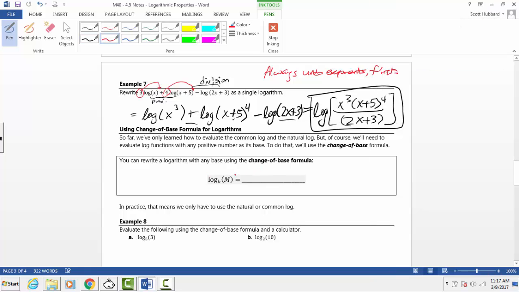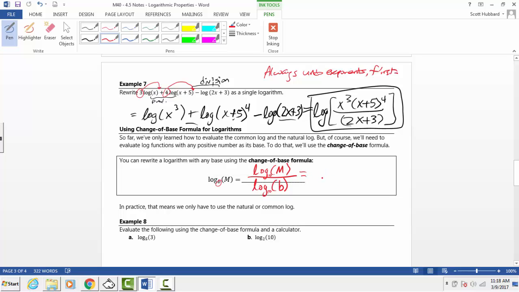The way this works is that if you want any log, where b can be any number bigger than 1, and you want to enter it in your calculator, we use this change of base formula. You just do the common log of m, whatever thing you were supposed to put in the first place, divided by the common log of b. Just to remind you, this is the common log, so it's log base 10.